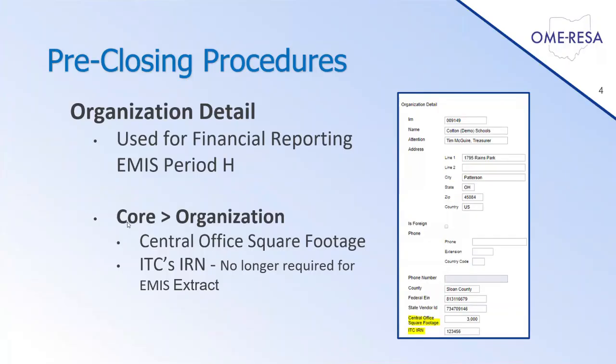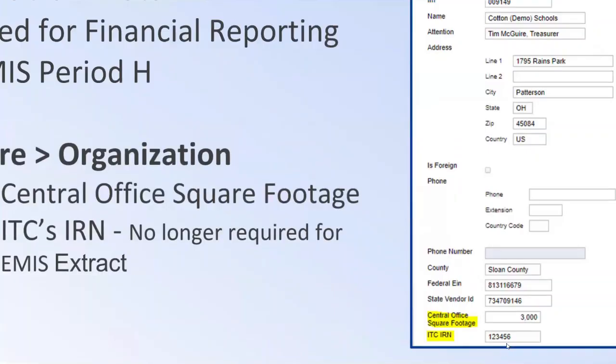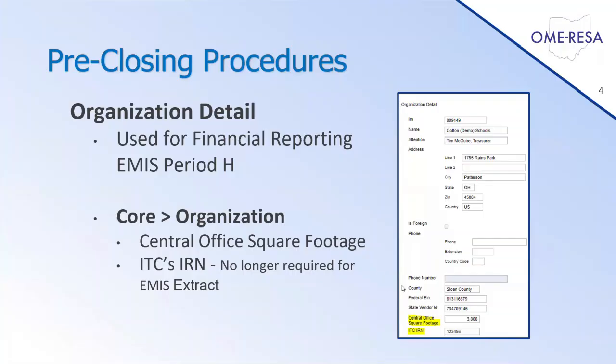Again, pre-closing, you want to make sure your organization detail is all correct. Your central office square footage, if you've changed anything, you're going to want to make sure you double check that. This IRN down here, it's not needed anymore. So if it's not there, it's okay. That was for when the ITC was doing the extracts for you.